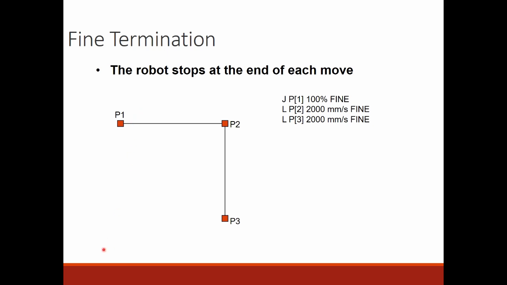Here we have a robot that's got three top points, P1, P2, and P3. Moving to P1, it does that in a joint move, and then it's moving linearly from P1 to P2 and from P2 to P3, all ending at a fine termination. So as the robot moves from P1 to P2, it comes to a stop at P2, and then advances on to P3.